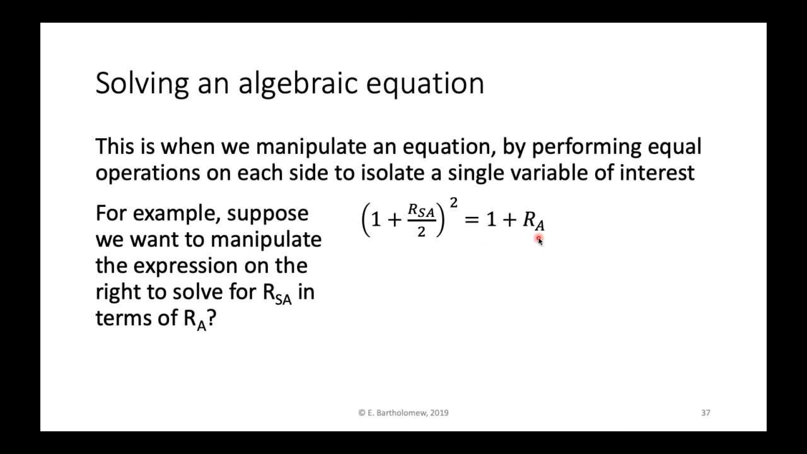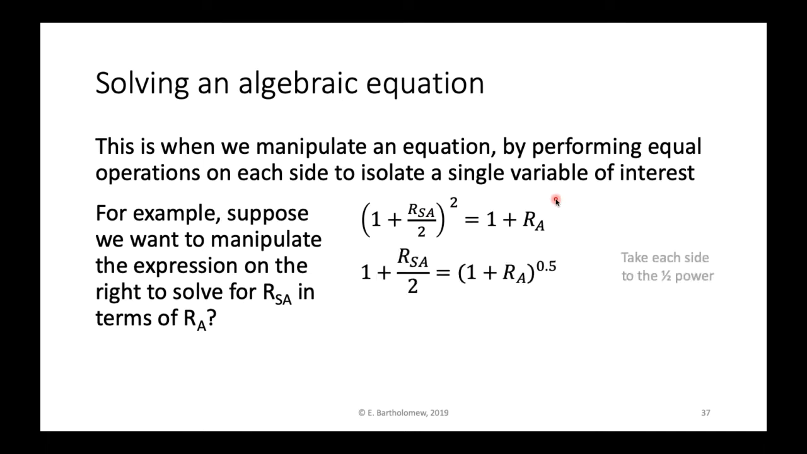And so in this case, what we want to know is, let's say we know RA and we want to solve for RSA. And so how do we do that? Well, we'd like to come up with an equation that has RSA on the left-hand side and equals some formula on the right-hand side. So what we have to do is a series of operations on each side.